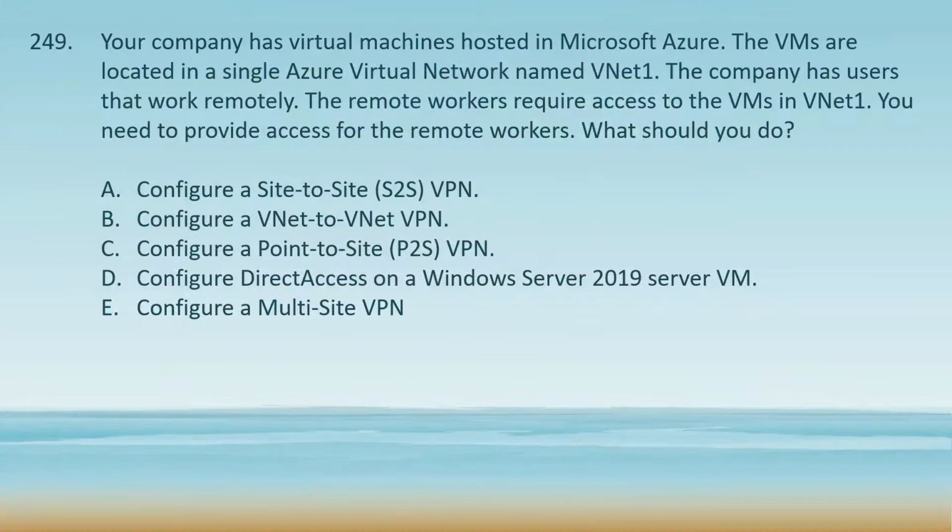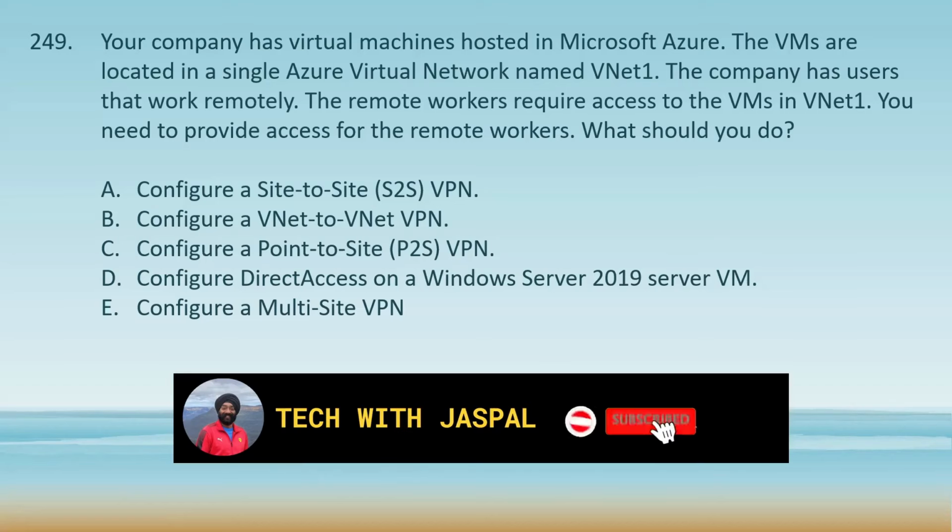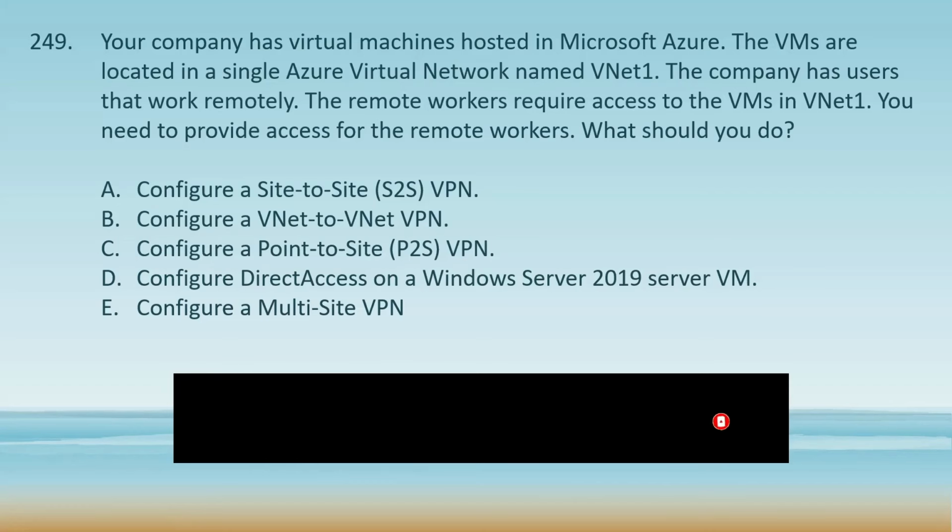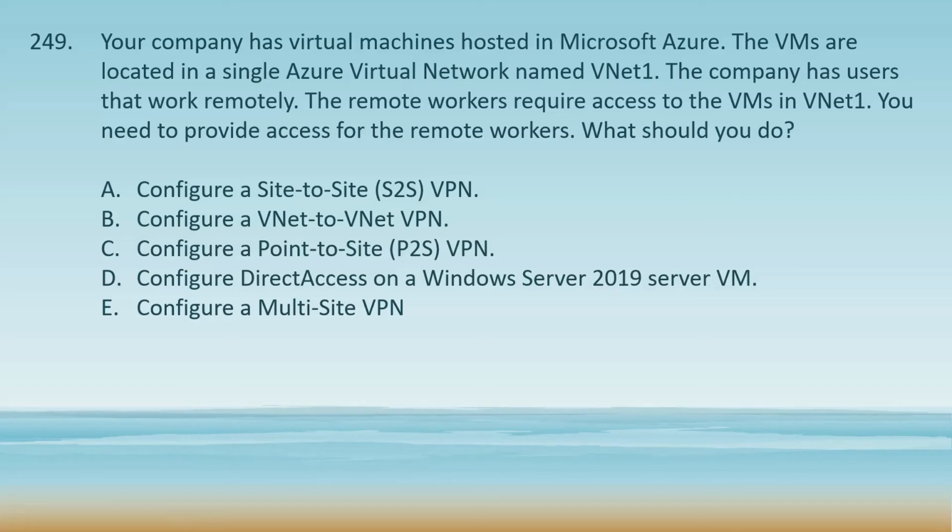Friends, this is question number 249 of the series. Your company has virtual machines hosted in Microsoft Azure. The VMs are located in a single Azure virtual network named VNet1. The company has users that work remotely. The remote workers require access to the VMs in VNet1. You need to provide access for the remote workers. What should you do? And your options are: configure a site-to-site VPN, configure a VNet to VNet VPN, configure a point-to-site VPN, configure direct access on a Windows Server 2019 server VM, configure a multi-site VPN.